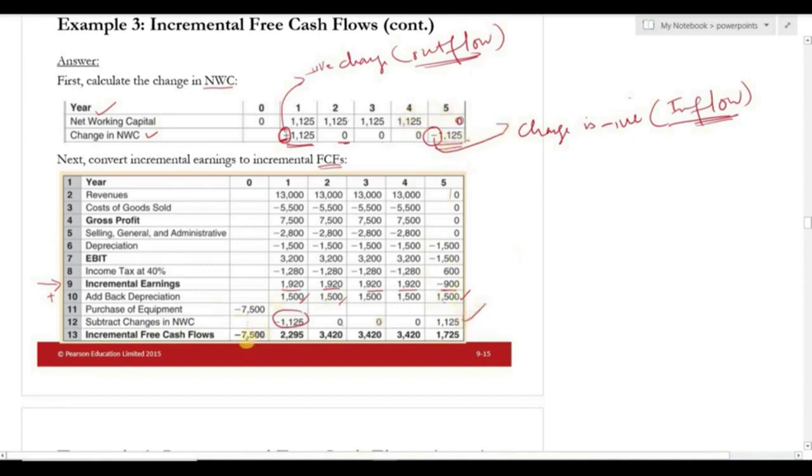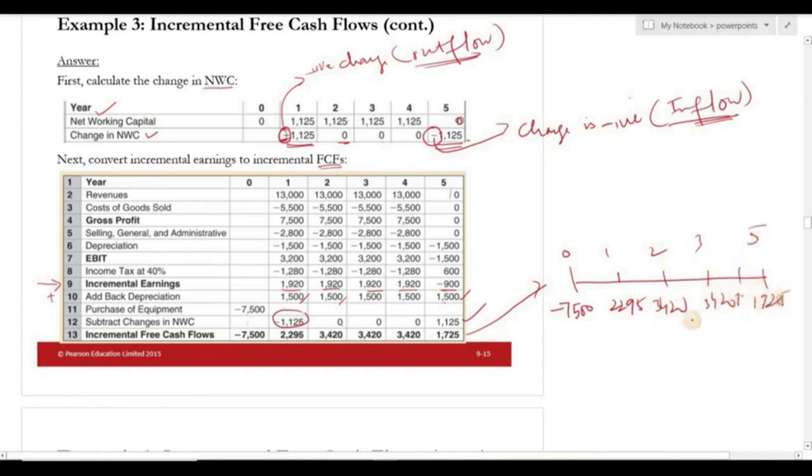Okay, so what is the situation now? Incremental free cash flow, it is in the start, year 1, 2, 3, 4, and 5. Now we can do this on a timeline, that is equal to minus 7500, right? 0 in year 1, 2295 in year 2, 3420 in year 3, 3420, then 3420, and in year 5 we have 1725.